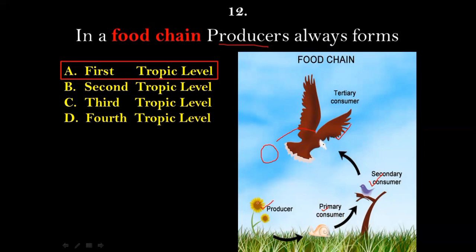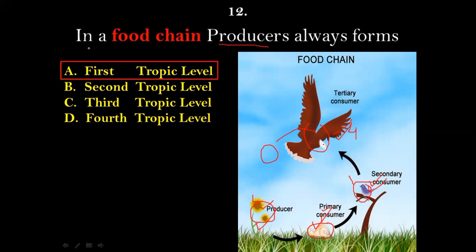So for example, we have green plants here. This is trophic level number 1, and then the position occupied by one particular species here, this will be trophic level 2, and the position occupied by another species, this is trophic level number 3, and the position occupied by another species here, this will be trophic level number 4. So trophic level means the position occupied by each species in a food chain. So the position occupied by each species in a food chain is called a trophic level.